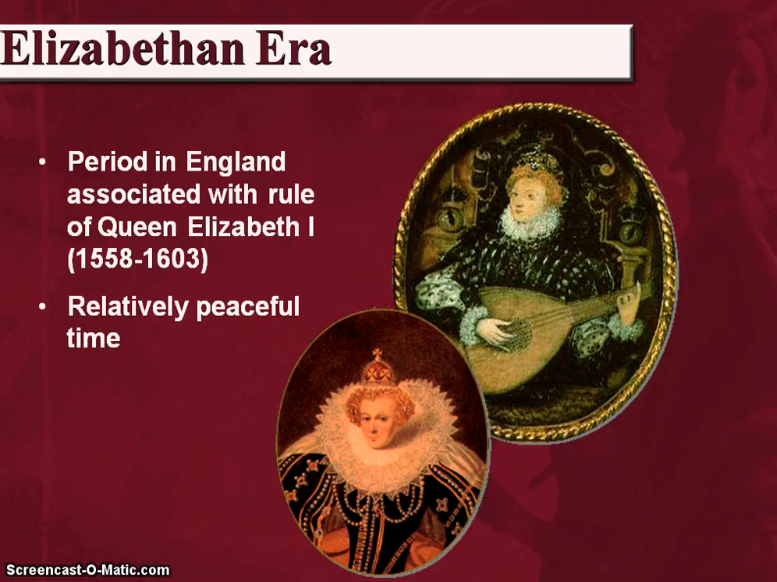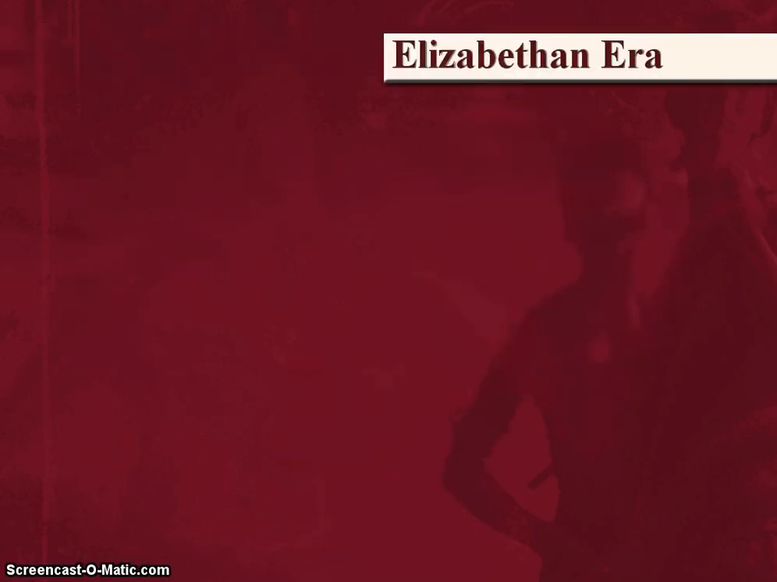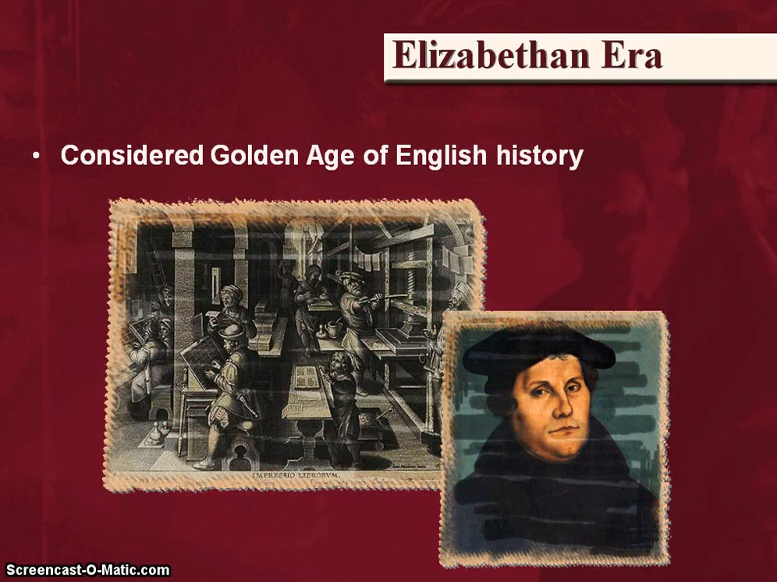Before the Elizabethan era, England went through its Reformation period, and afterwards the country saw battles between the Protestants and the Catholics, and between Parliament and the monarchy. The Elizabethan era was also known as the golden age of England's history.